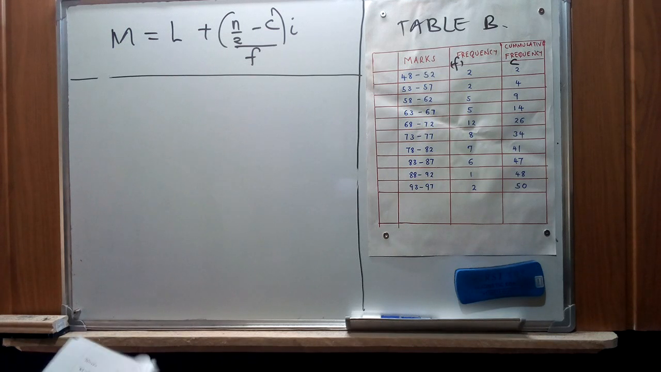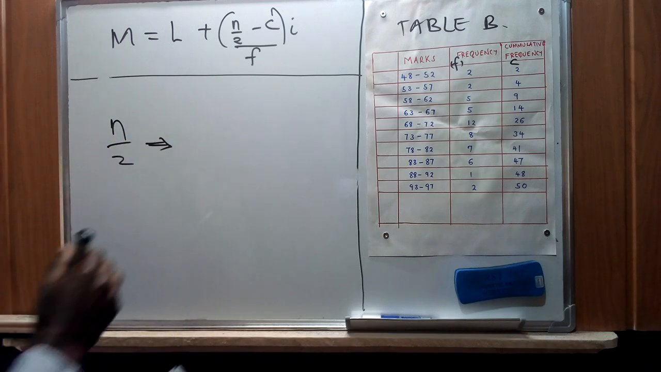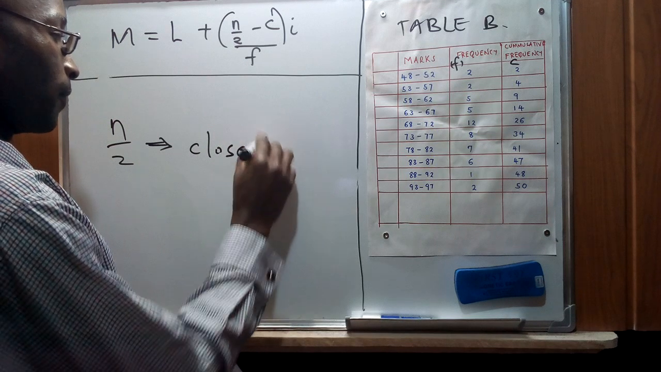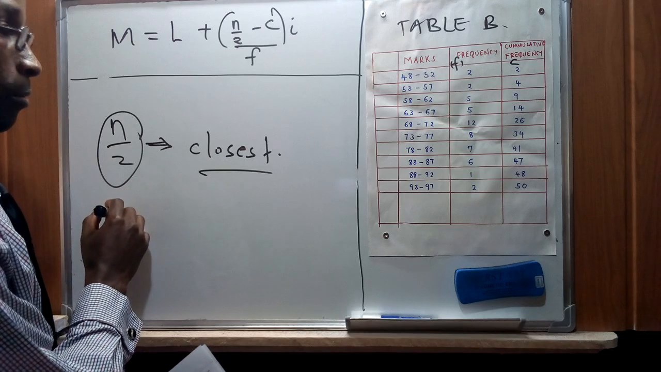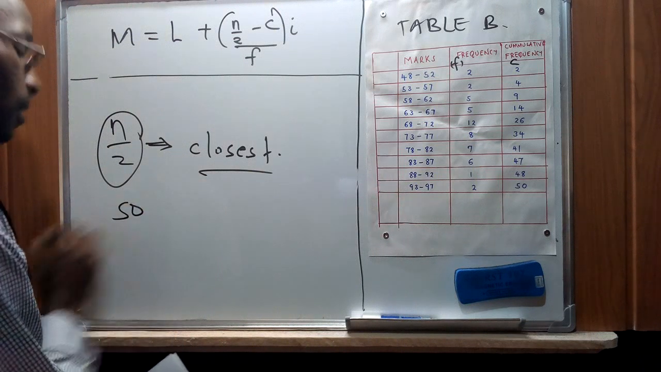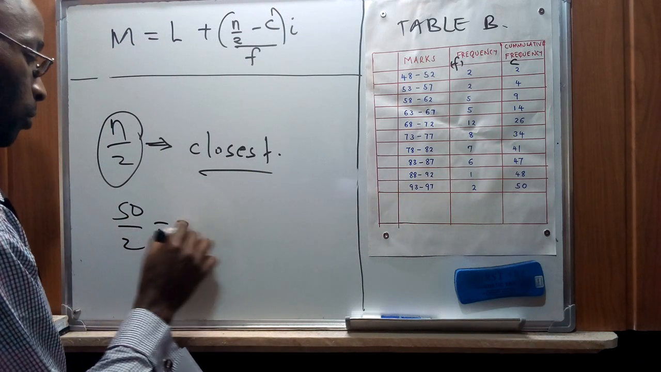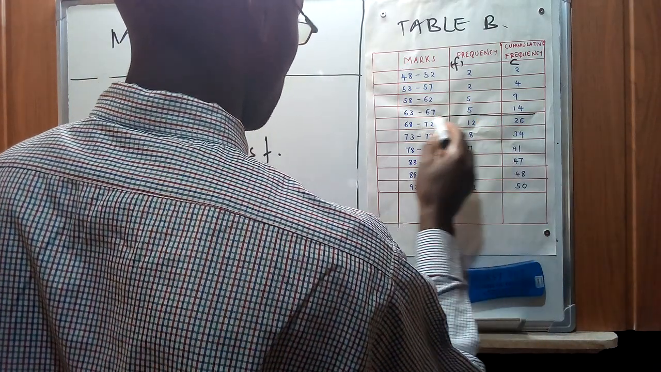Now, for that case, we are going to identify the median class. And for us to identify the median class, it's the summation of frequency divided by 2. So the class that appears closest to the value that we are going to obtain from this particular average is going to form our median class. So therefore, our n as a total frequency is going to be 50. So therefore, 50 divided by 2 is equal to 25. So therefore, a median class is a class that appears closest to that particular value.